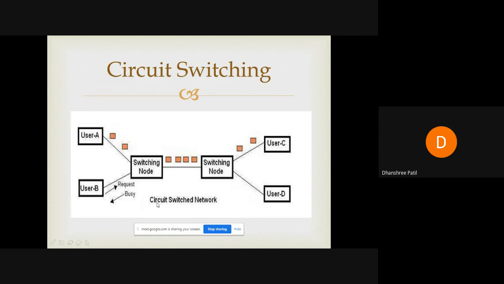Yes, ma'am. Okay. What is the difference between the circuit switching and packet switching, whatever we have discussed now? Can you tell? How is the circuit switching working? The diagram itself shows you, no? You can explain the diagram only. What is circuit switching?